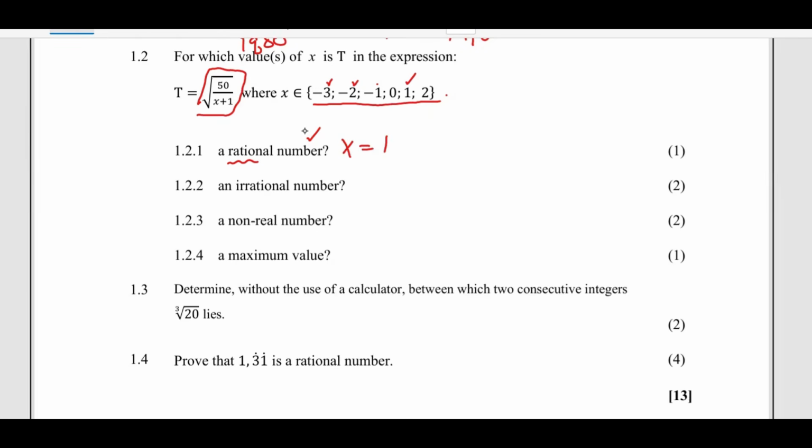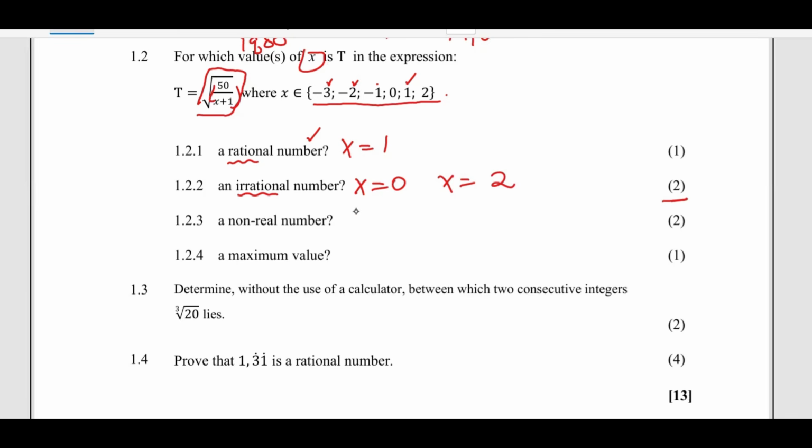And then which values of x can we replace there for the expression to be irrational? So irrational simply means that whatever is inside of the root is positive, but we cannot find the square root. An example, if x is a 0, it's just going to be the square root of 50. 50 is not a perfect square. We're going to have a lot of decimals. So x is a 0. And then also if x is a 2, 50 over 3 is an irrational number. So x is a 2. So 2 marks for 2 answers, 1 mark for 1 answer.